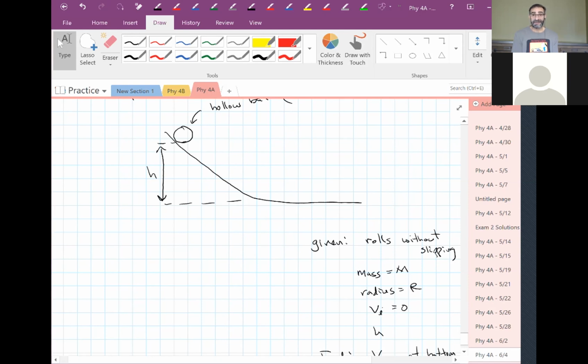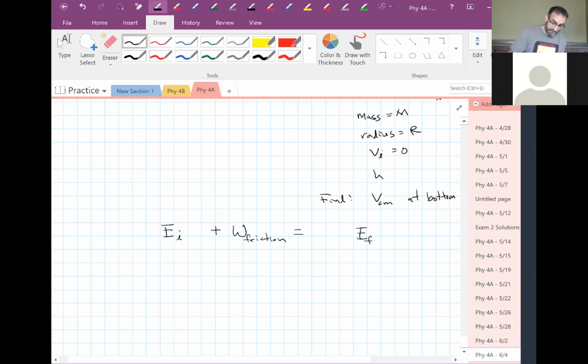There has to be friction. If there was no friction, what would the block do? It would slide down the hill, right? It wouldn't roll down the hill. So there has to be friction. But what's the work done by friction? Zero, because what kind of friction is it? Static friction. It does no work on our ball. Now is probably a good point to talk about something called rolling friction.